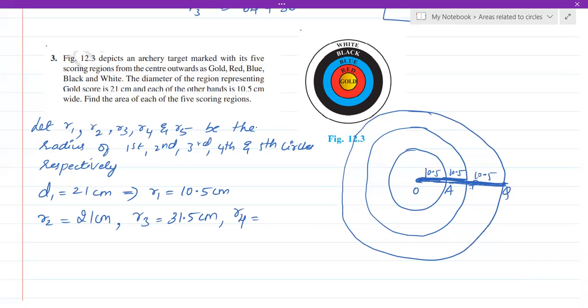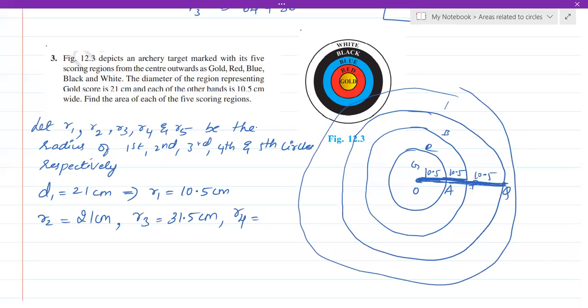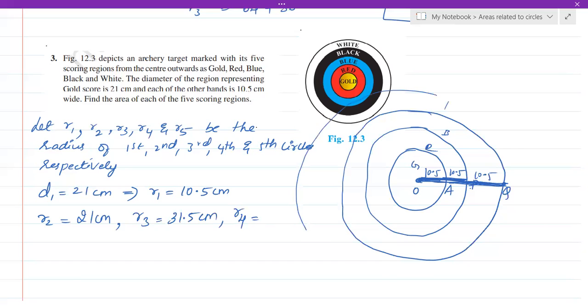Again, what is R4? R4, radius of the fourth circle. Now, this was gold region, this was red region, this was blue region. On top of it, we have got black, right? Again, let me draw it like this. See, I'm just drawing a rough diagram. Please don't mind it. Okay, I know this doesn't look like a circle.